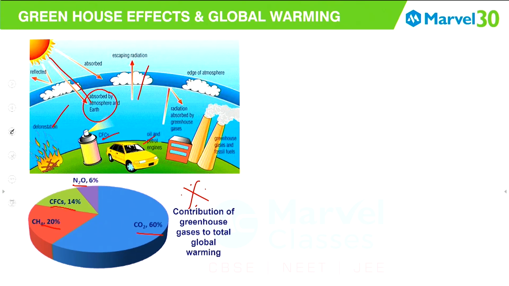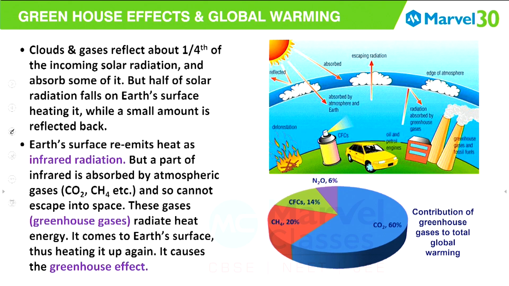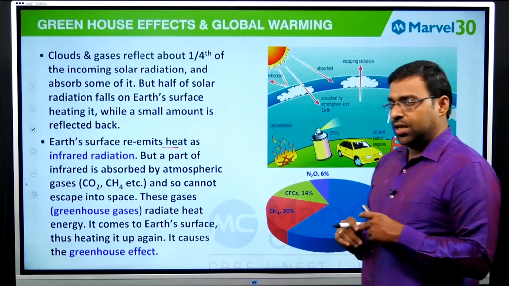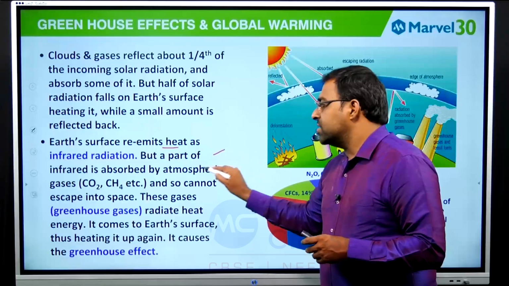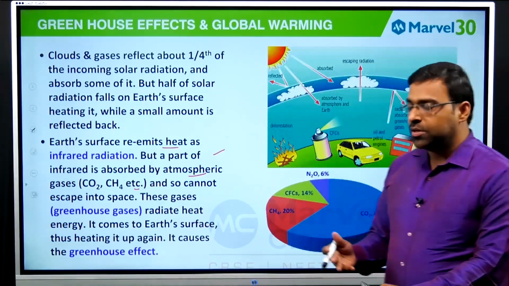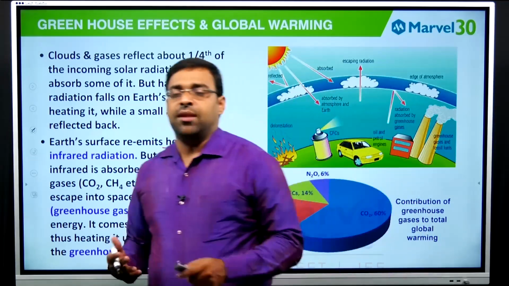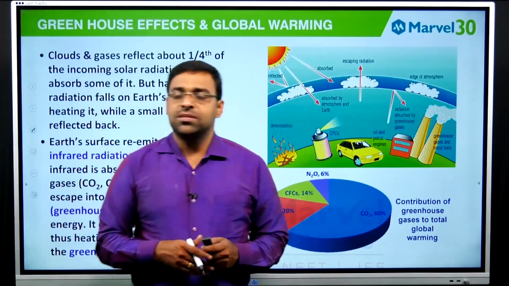And this graph is pretty important. The clouds and gases reflect one-fourth of the incoming solar radiation and absorb some of it. But half of the solar radiation falls on the Earth's surface, heating it, while some is reflected back. The Earth's surface re-emits heat as infrared radiation. A part of the infrared is absorbed by the atmospheric gases, that is CO2 and methane, and cannot escape. These greenhouse gases radiate heat energy that comes to the Earth's surface, heating it again, which causes the greenhouse effect.